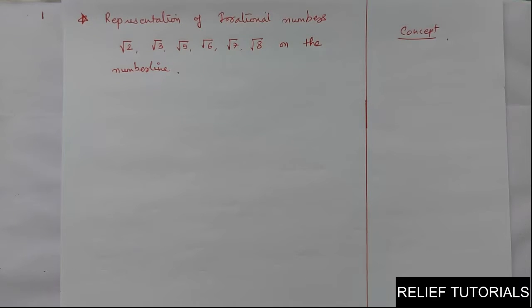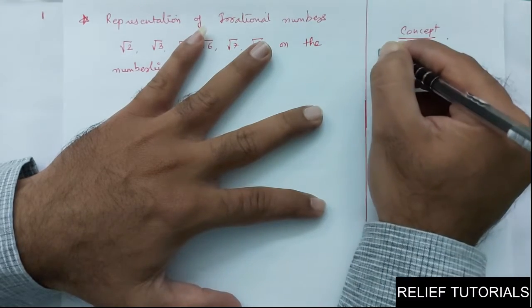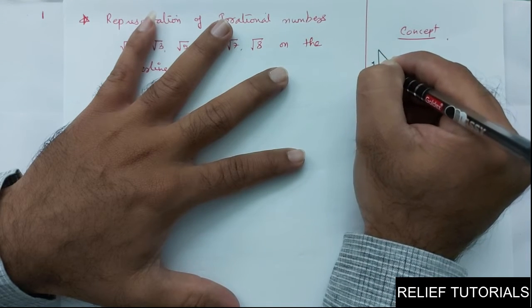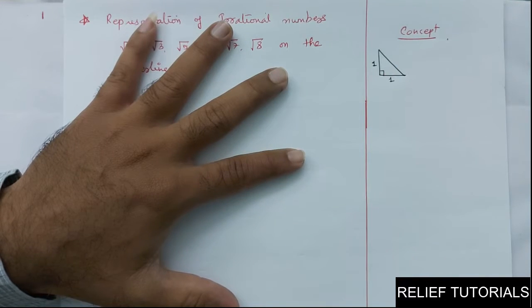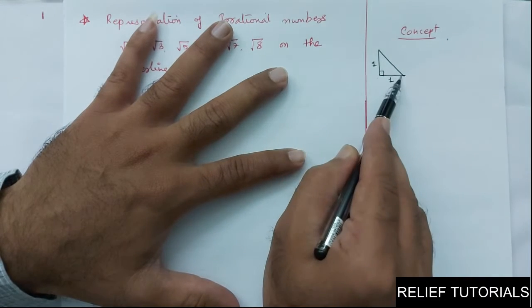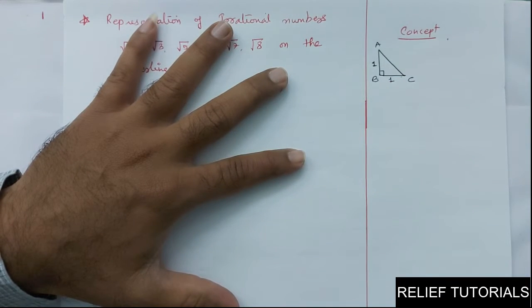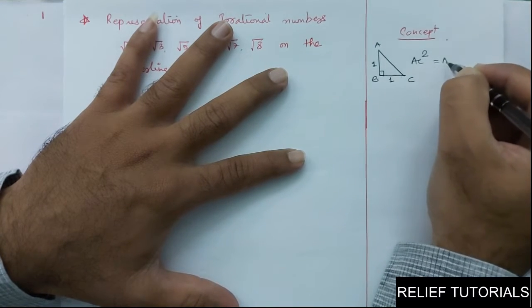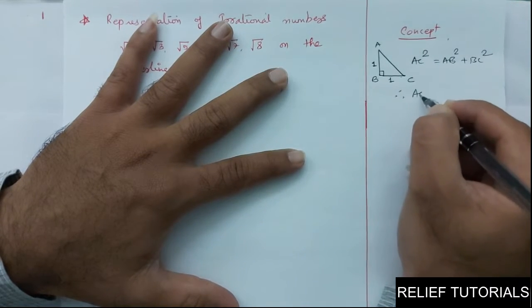See, the logic and the concept behind this is actually the Pythagoras theorem. As we know, consider a right angle triangle, where the measurement of the two sides forming the right angle is 1. Let us say this side is 1 and this side is also 1. Let us say the triangle is ABC. So according to Pythagoras formula, hypotenuse AC square is equal to AB square plus BC square.